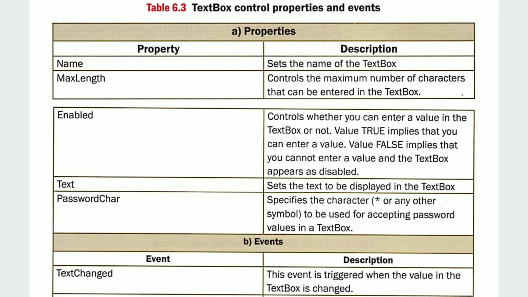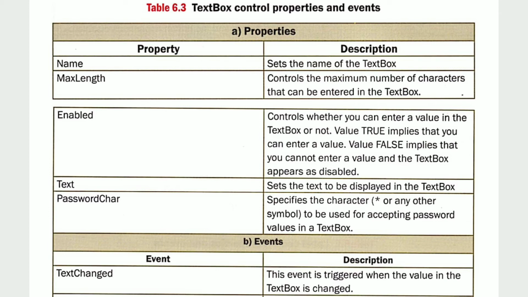Suppose at the time of execution we want to make the text box active, then the true value will be used in the enabled property. And if we want to make the text box disabled so that no activity can be performed on that particular text box, then we have to choose the false value in that enabled property.